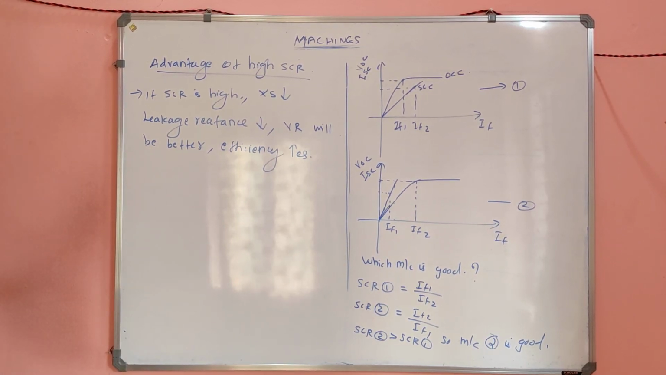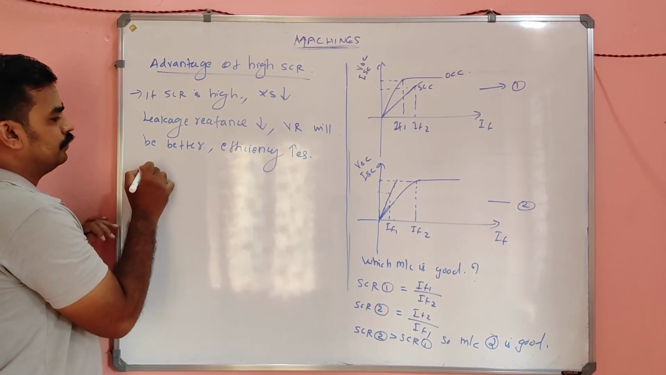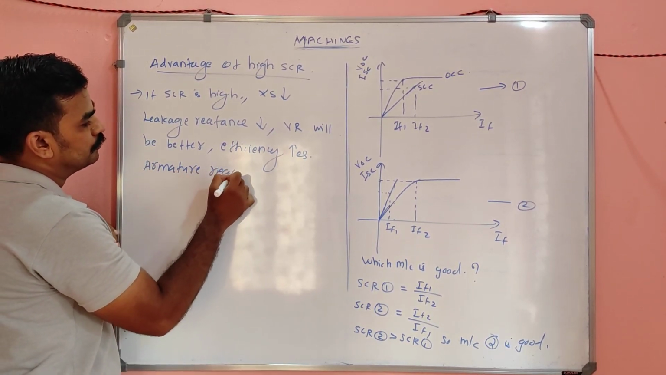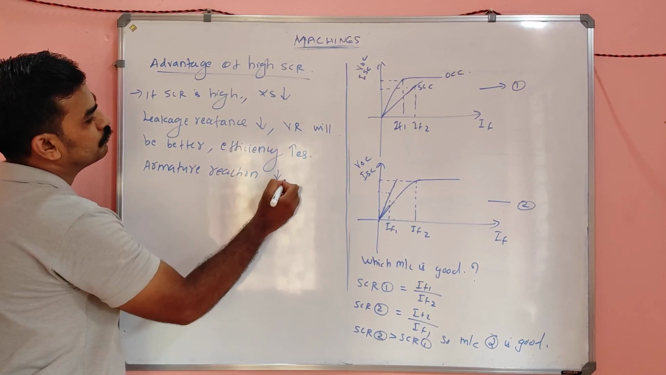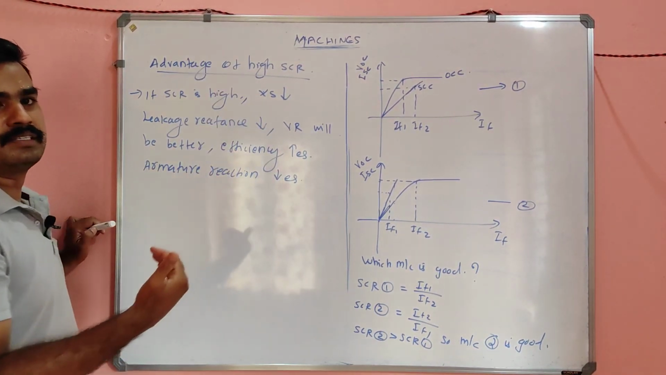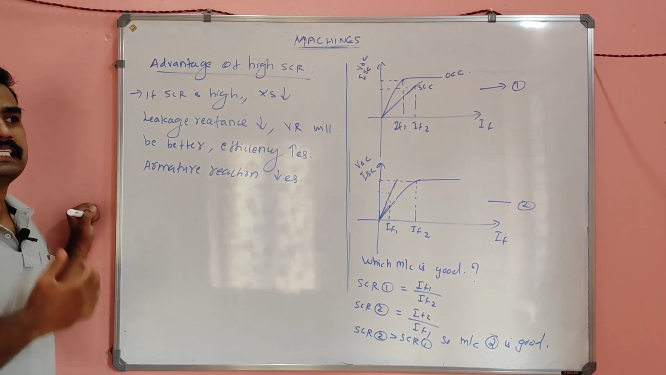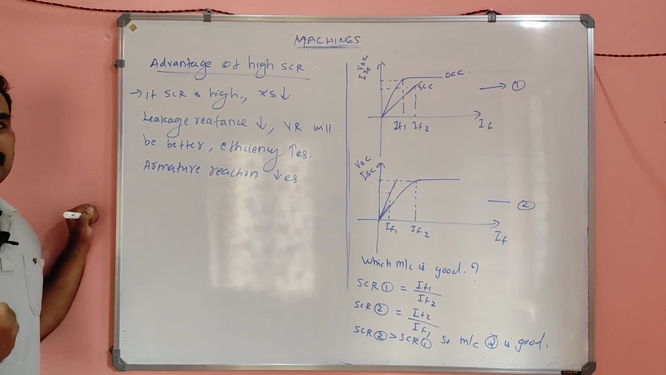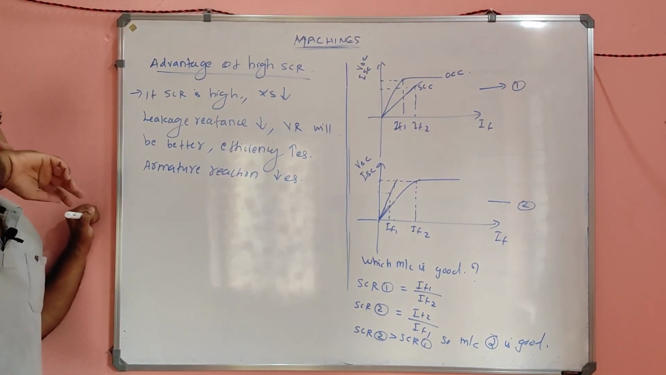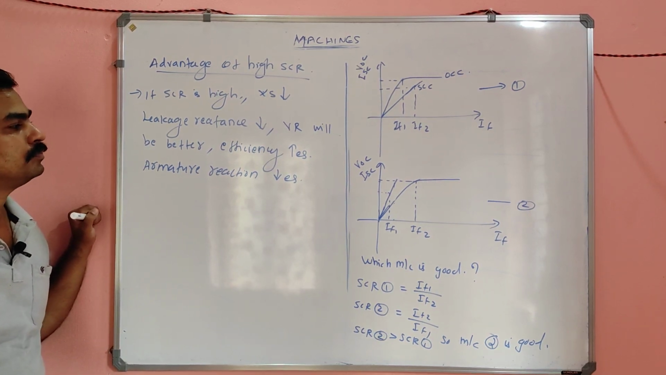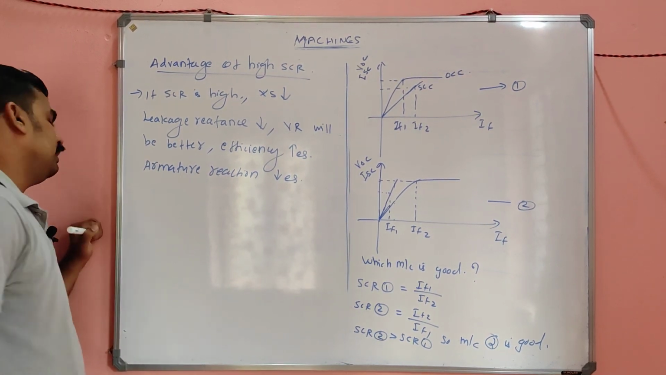That's all. And armature reaction will be what? Decreases. If XS is less, definitely the armature current goes down, right? IA goes down. Armature reaction will be less.